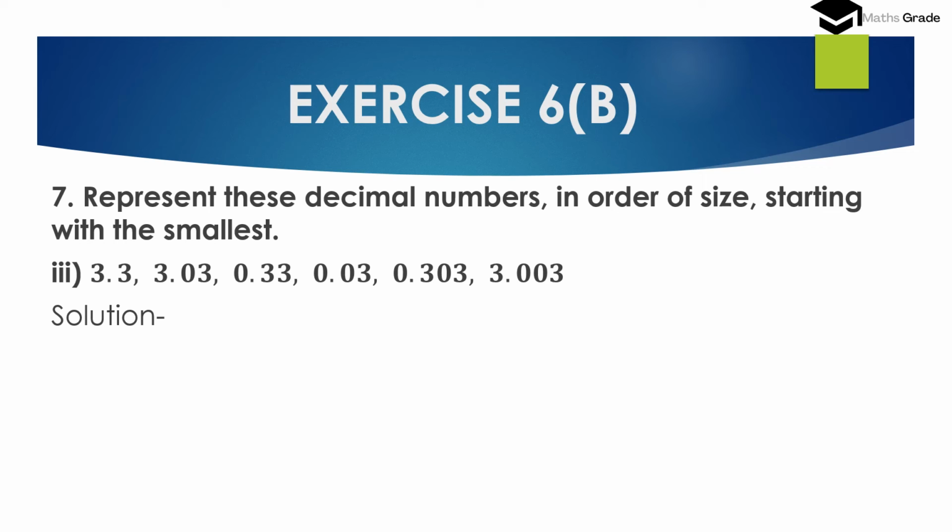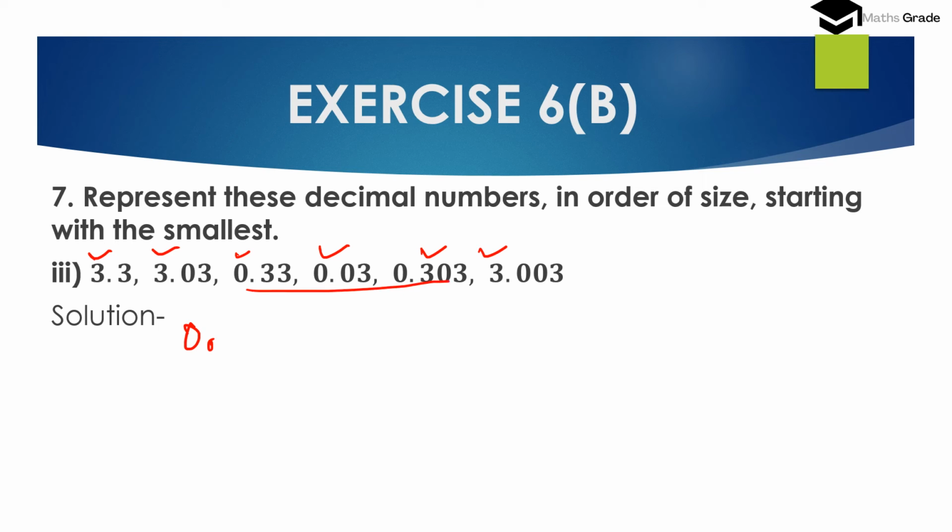Now question number, third bit. We have been given a set of decimal numbers. We have to arrange these decimal numbers starting from the smallest to the largest decimal. The decimals are 3.3, 3.03, 0.33, 0.03, 0.303 and 3.003. Here 3 is in the whole part, 3, 3 and 3. 0 is the smallest digit. So here 0.33, 0.03 and 0.303. So 0 point is the smallest.